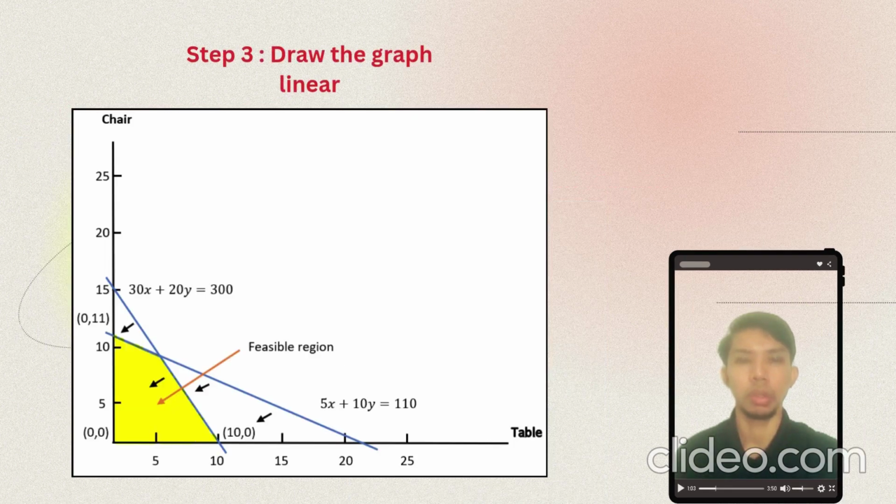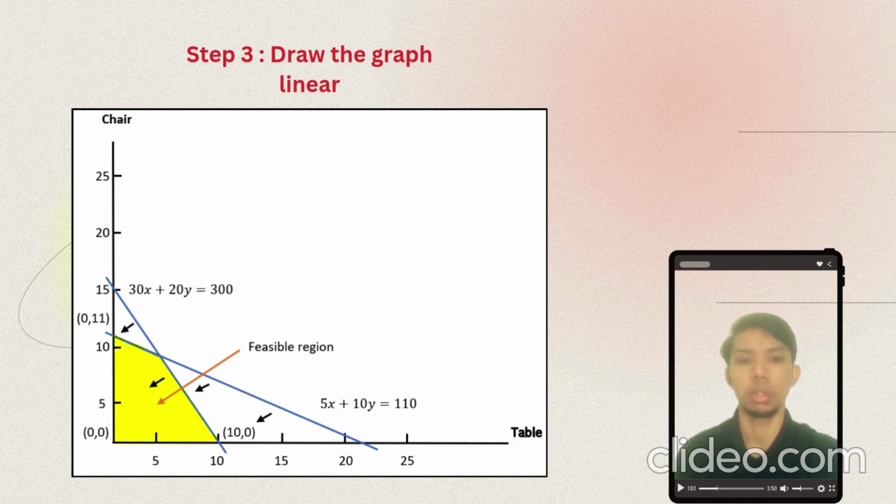Now we go to step 3, which is to draw the graph and identify the feasible region. With our intercepts calculated, we proceed to plot the constraints on a graph where the x-axis represents tables and the y-axis represents chairs. We draw the wood constraint line by connecting (10, 0) and (0, 15), and the labor constraint line by connecting (22, 0) and (0, 11). To determine which side of the line is valid, we test the origin point (0, 0).